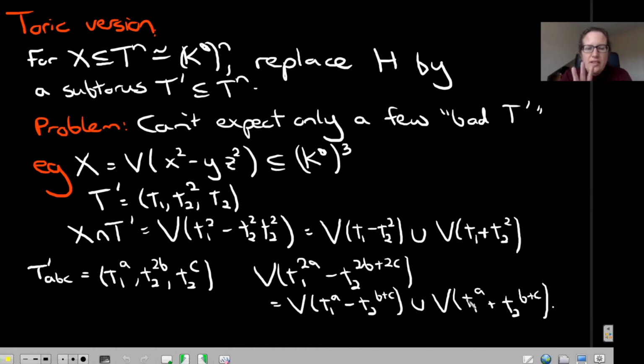Okay, and here's the problem, right? This was for arbitrary A, B, and C. So in a certain sense, it's not the case that most subtori are good. And we could change this one. So that's the problem when you try to generalize the Bertini theorem from the classical setting to the toric setting. So maybe I should pause for any questions.